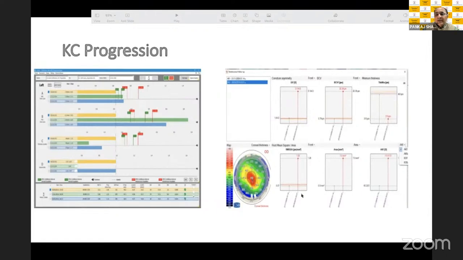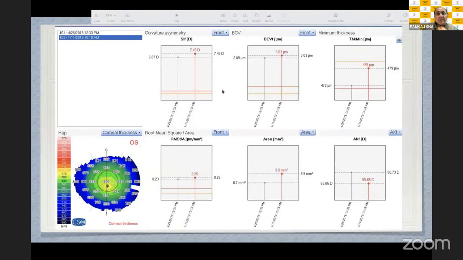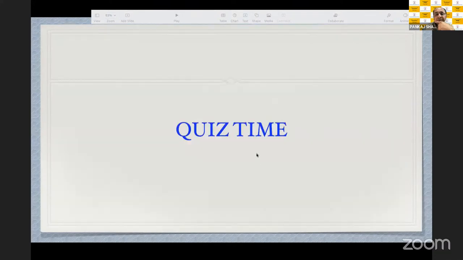Everything it will do on its own through the normative data, because it's a very intelligent machine. This is how it will show the symmetry index and RMS area, all these things. It can give you the exact progression, from 2018, 2019, through 1 year, how much difference has occurred. Okay, now it is the quiz time.